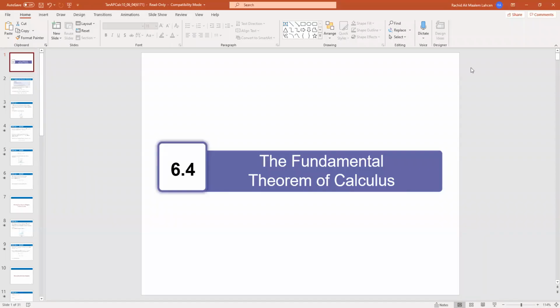Hello everybody, this section is 6.4, the fundamental theorem of calculus. So we saw indefinite integrals, so now we'll switch to definite integrals.